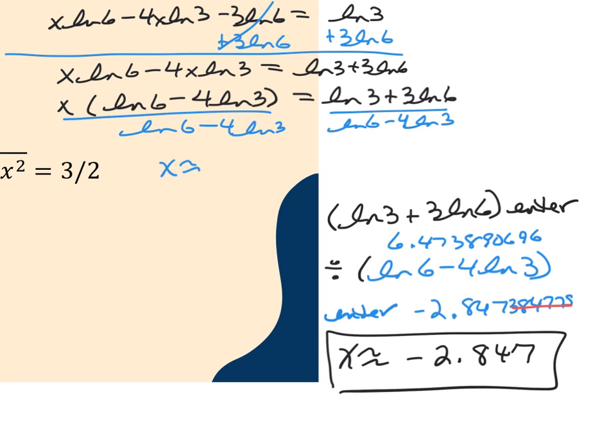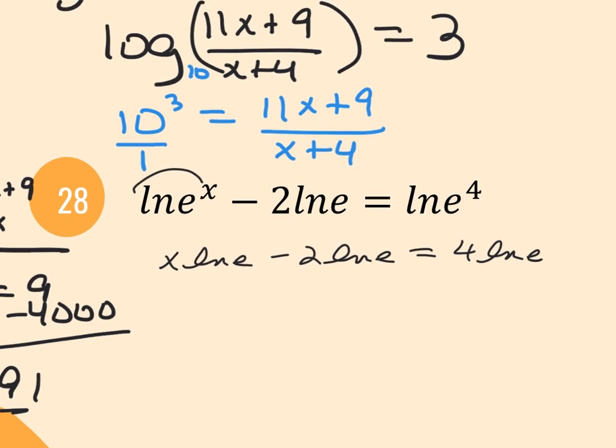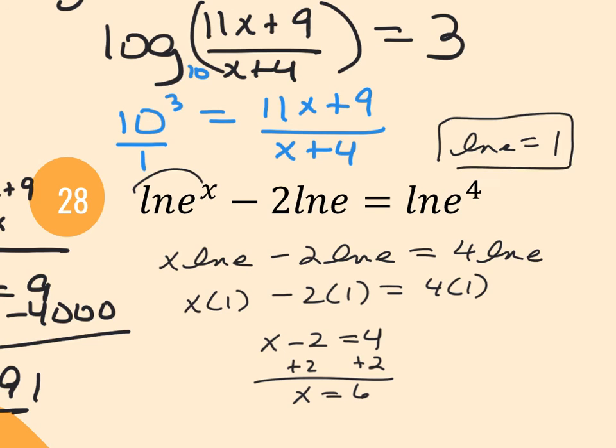We don't need to check this because the original problem was exponential. What we could do here is use our product property, or our power property, and I can move these to the front. x ln e minus 2 ln e equals 4 ln e. And if you recall from the other day, ln e equals 1. So you could substitute and put x times 1 minus 2 times 1 equals 4 times 1 and get x minus 2 equals 4. Add 2 and x equals 6. Just remember that you would have to first apply the power property and swing that around the front, and then you could multiply it.